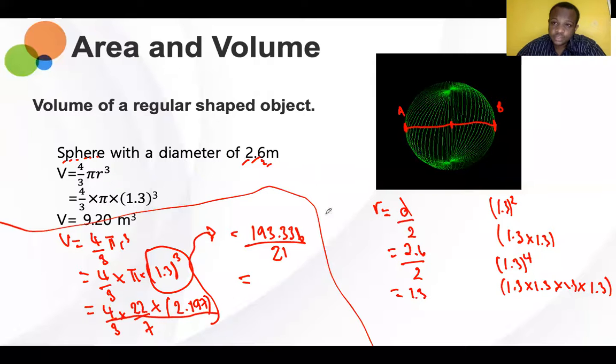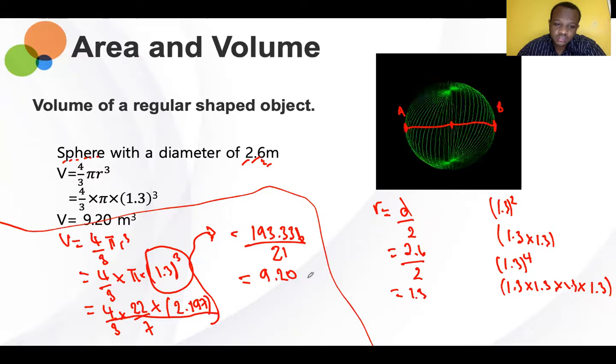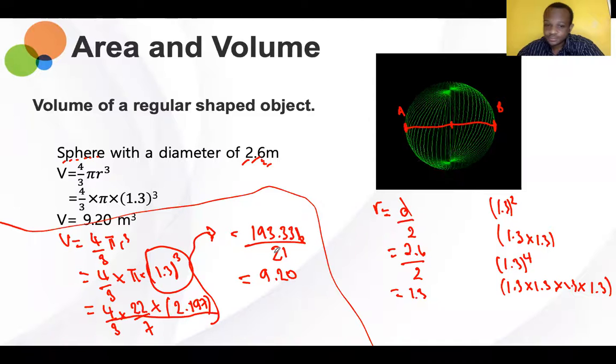9.20, which is the same thing as our answer up here. So what is our unit? Is it 9.2 apples? 9 cube. No, sir. Right. So what is it?